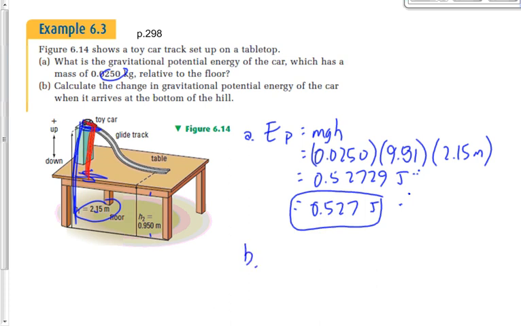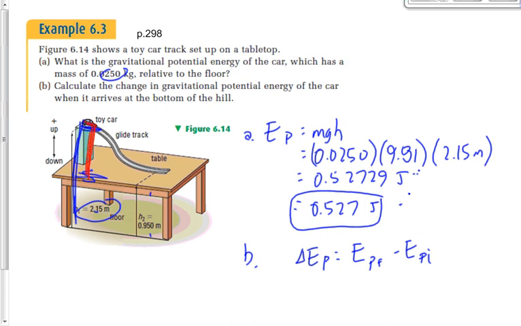B says, what's the change in potential energy of the car when it arrives at the bottom of the hill? Well, delta EP is equal to EP final minus EP initial. Bree and just about everybody else in the class might want to do this as calculating the final potential, calculating the initial potential, and then subtracting them. Okay, whatever makes you feel good, guys. It's the same thing, any way you look at it here.